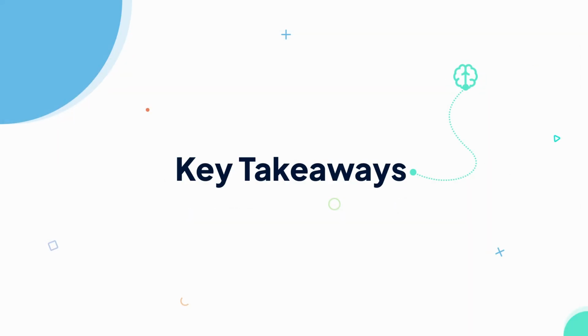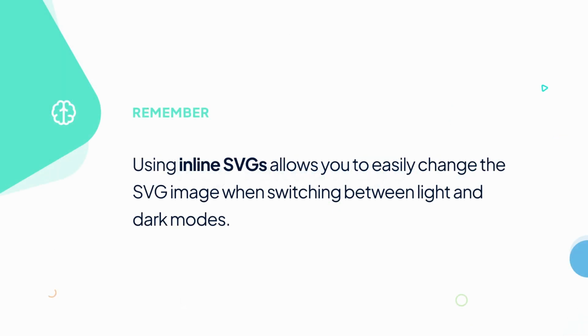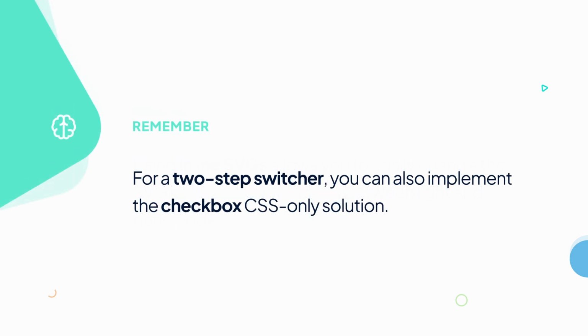So then a few key points to remember. Using inline SVGs allows you to easily change the SVG image when switching between light and dark modes. For a two-step switcher, you can also implement the checkbox CSS only solution. Right, so the switch is now complete. The next step is to add the dark theme to our CSS. Let's do that next.